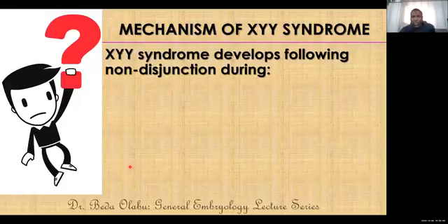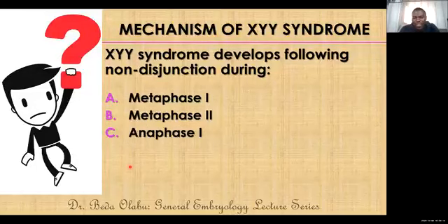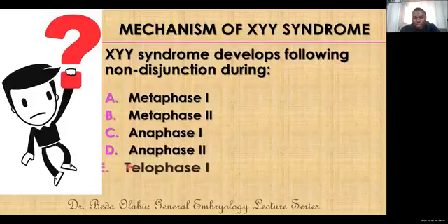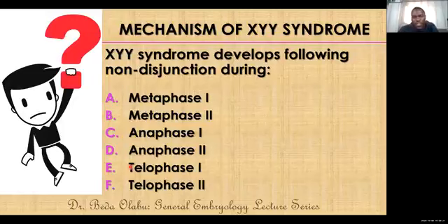So for you to have XYY, it means there was non-disjunction. The question is, at what stage was that non-disjunction? Those are your choices. So again, answer it in the poll. You have it now.